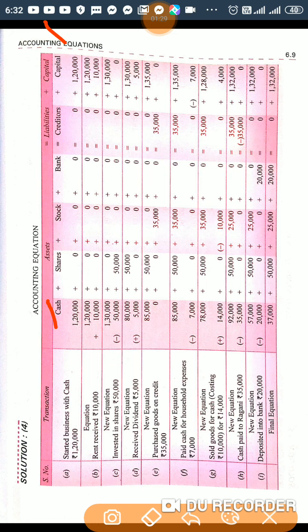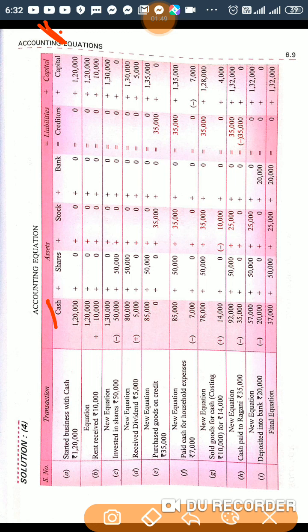So next, second transaction, you will take rent received rupees 10,000. So rent received is an income. For income, it should be added to the capital you have already written, and at the same time cash is involved, so cash is also mentioned. So for the second transaction, nothing should be added as an asset or liability.